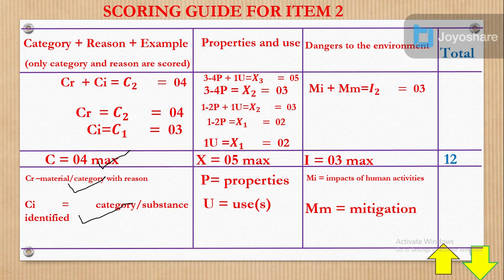However, here, in order to get all marks, you must give 3 to 4 properties with 1 use that works. Then you have the 5 marks. So 5 plus 4, that would be 9.